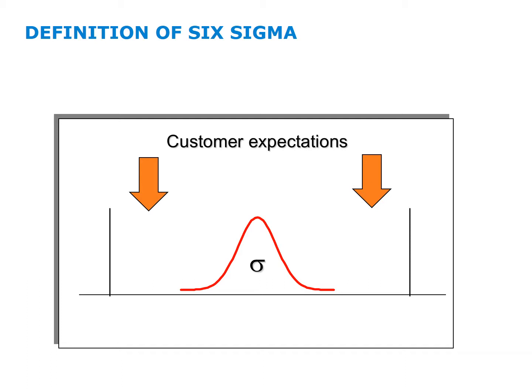A 6 sigma level is attained when a total of 6 standard deviations fit between the sample mean and the nearest customer expectation limit. That sounds complicated, right? So let's take a look at a couple of examples to make sense of this.